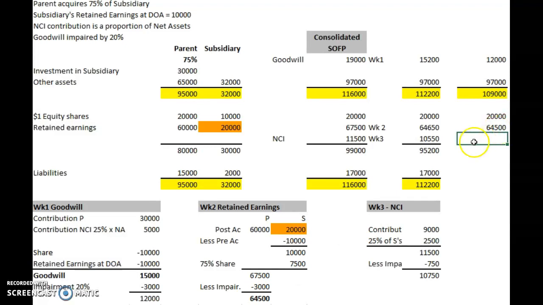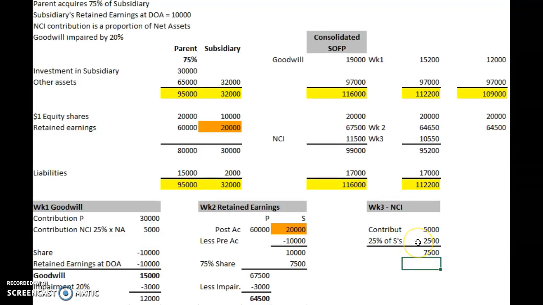for retained earnings. And you see again that has dropped from the previous scenario because we're now taking the full amount of the impairment. And the NCI amount, well, that's now not taking any impairment at all. So we can get rid of this. And it's just the original figure of 11,500. Contribution, let me just make sure that's right. Contribution is now only 5,000.